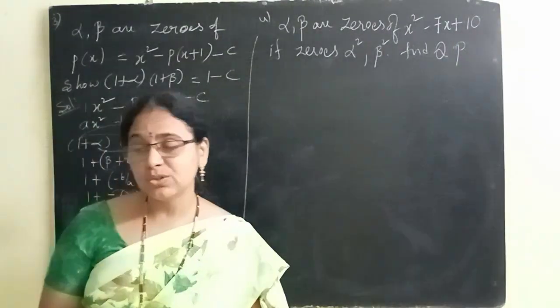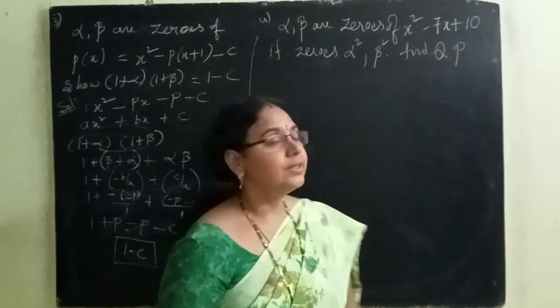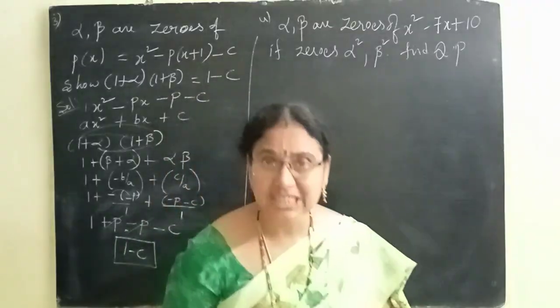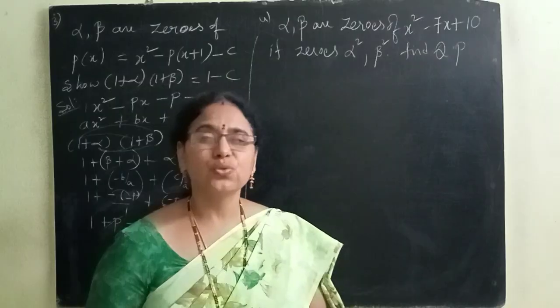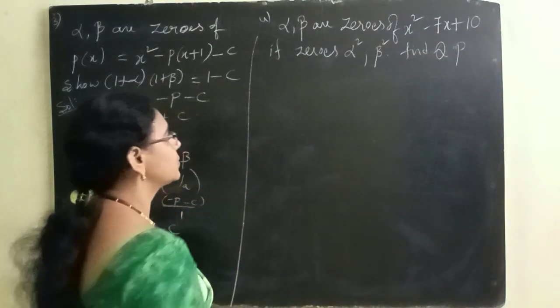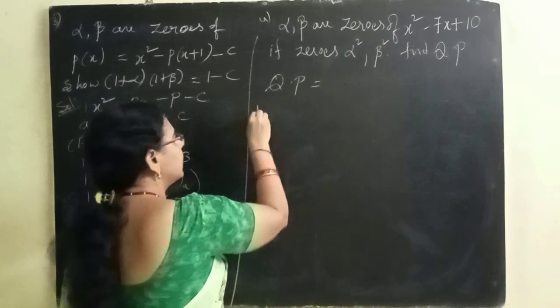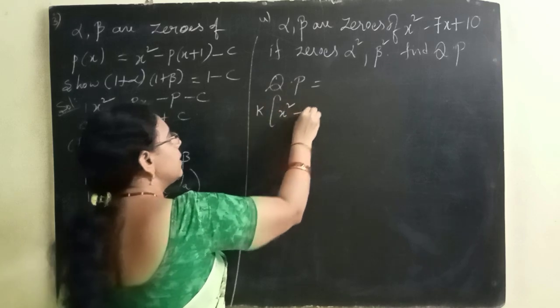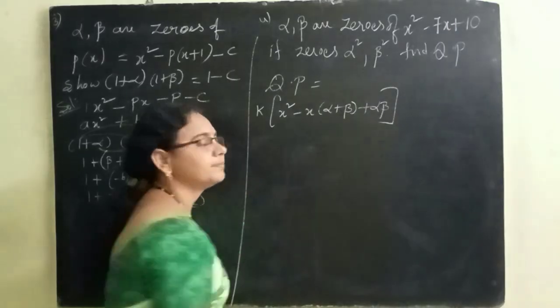Okay, how can you find it? One quadratic polynomial is given, and zeros are given. How to find the quadratic polynomial? The quadratic polynomial is x square minus x into alpha plus beta plus alpha beta, the formula to find the quadratic polynomial. That's clear. But here, in the alpha place you have to substitute alpha square, and in the beta place you have to substitute beta square. K into x square minus x into alpha plus beta plus alpha beta.